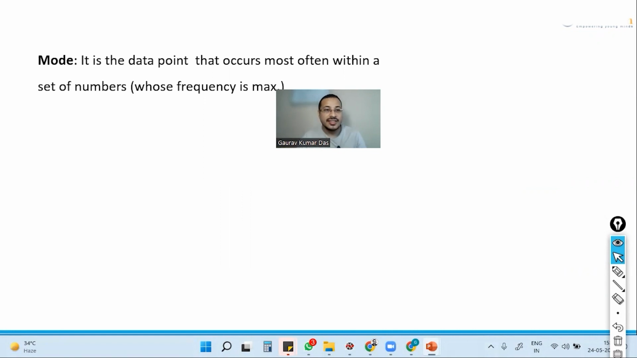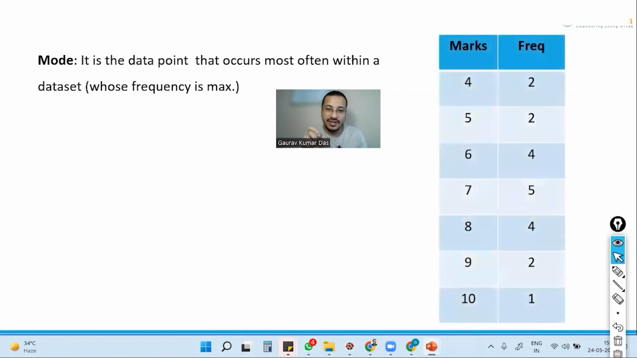Now, what is mode? It is the data point that occurs most often within a set of data. Basically, it is that data point whose frequency is maximum. Suppose we have marks. Always try to understand concepts with the help of examples. It becomes very easy. Suppose we have marks 4, 5, 6, 8, 9, 10, and these are the corresponding frequencies. And what will be the mode?